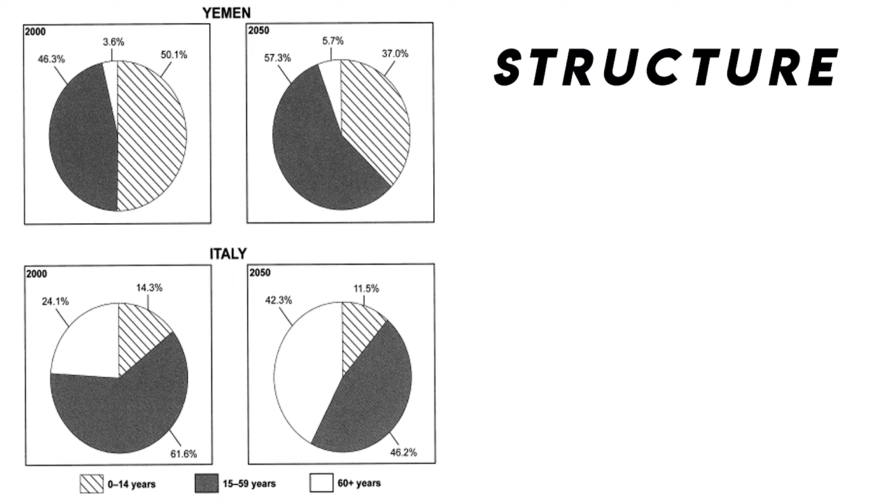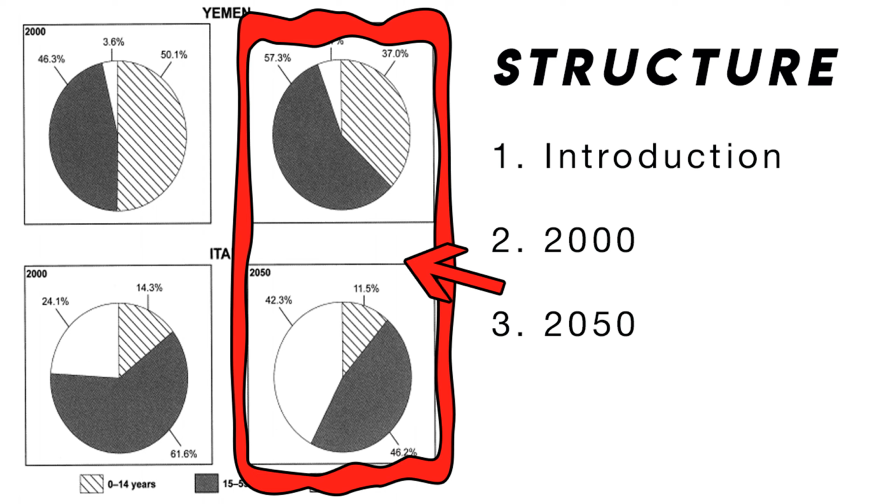Here's how I would do it. I'd put all the data from 2000 together and all the data from 2050 together. Why? Because it allows me to compare Italy and Yemen for each of the two different years. Remember, comparing data is really important for Task 1. You can't just describe what you see, you must compare.